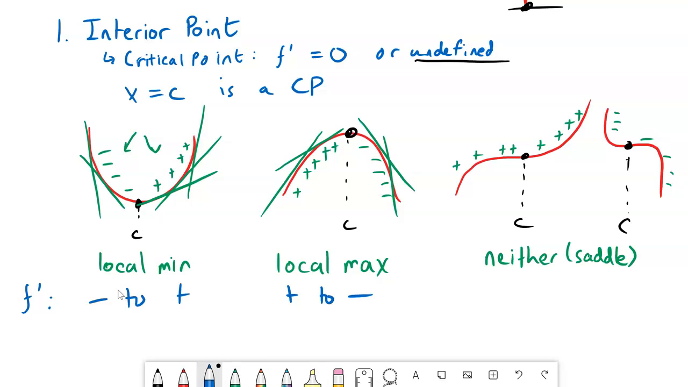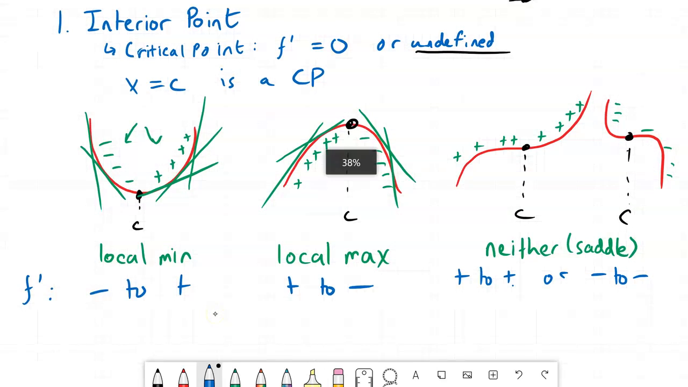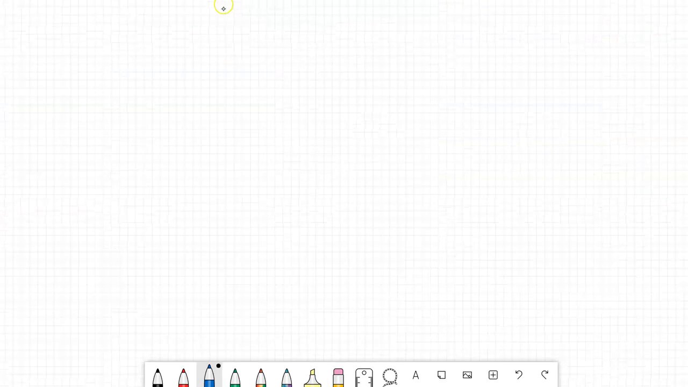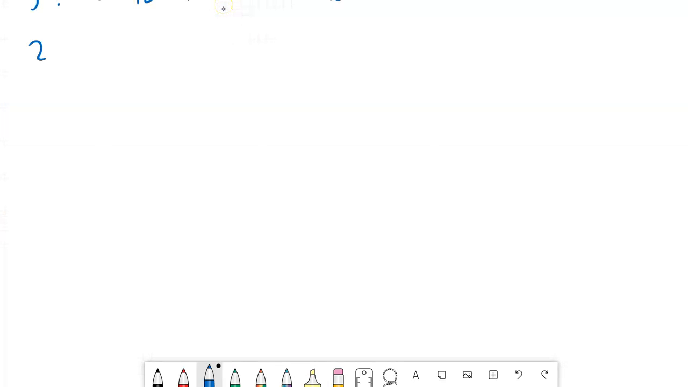So we go positive to positive or negative to negative, right? Notice these signs. We're only looking at signs, not too much of values. And that's going to be key with the first derivative test. This is the first part of the first derivative test. Let's talk about the second one, which is about endpoints.